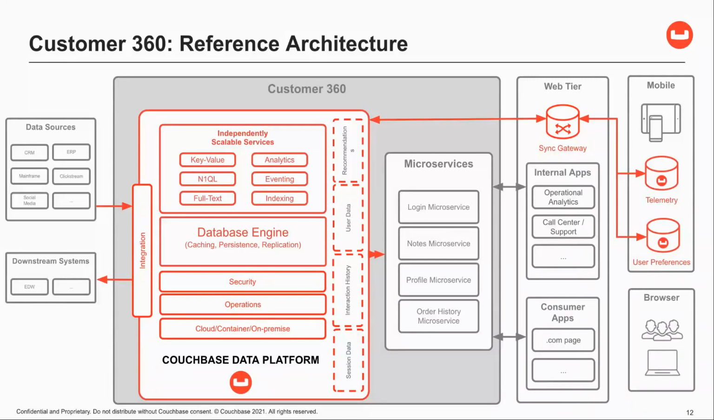In the web tier, we have the Couchbase Sync Gateway. So the Sync Gateway is the synchronization server in a Couchbase for mobile and edge deployment. Basically, it's designed to provide data synchronization for large-scale interactive web, mobile, and IoT applications. There are also consumer web applications.